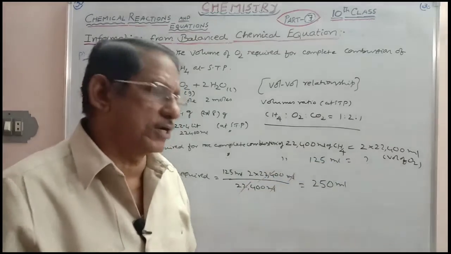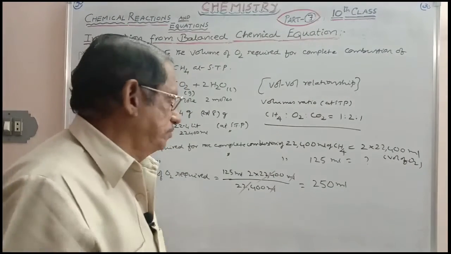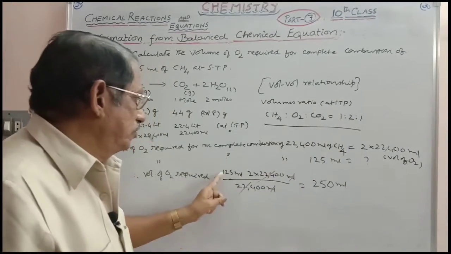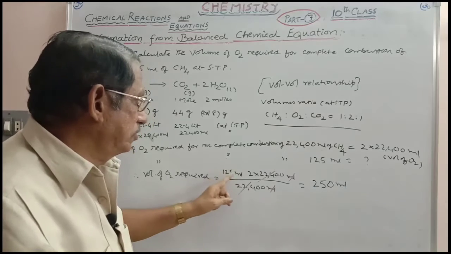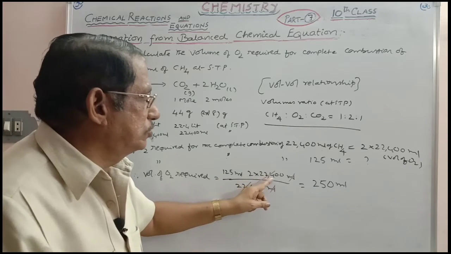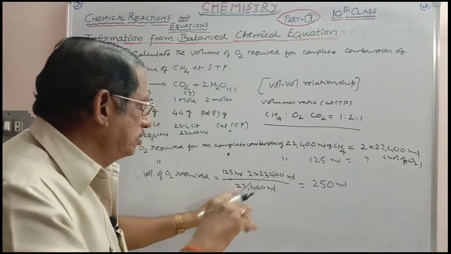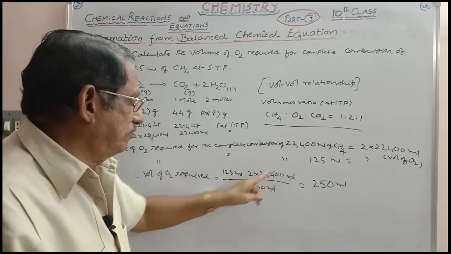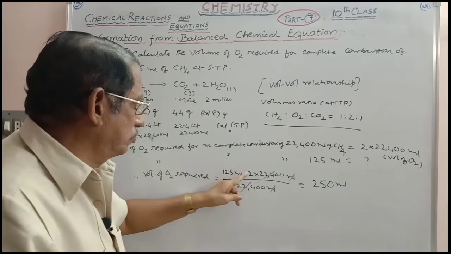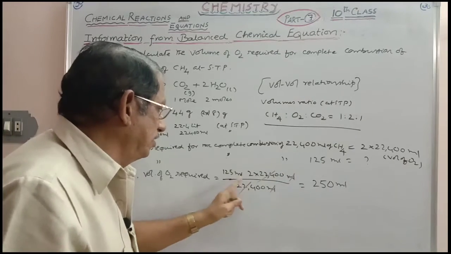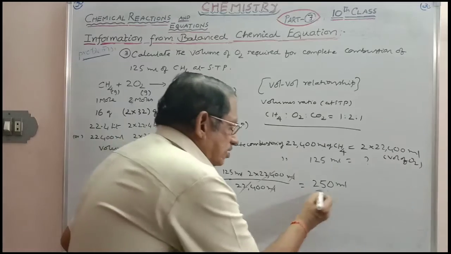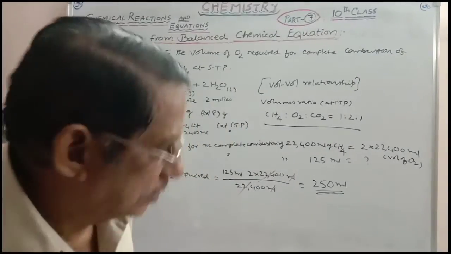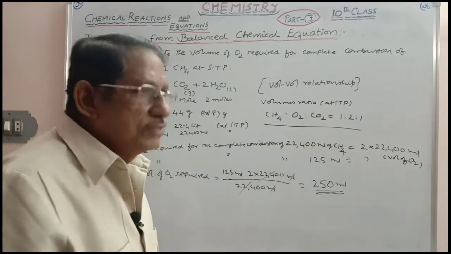This is a simple problem. So you have to do it on paper. So volume of oxygen required is equal to this into this by this: 125 ml, completely write the units, 125 ml into 2 into 22,400 ml by 22,400 ml. ml cancels, 22,400 cancels. There remains only 2 into 125, 250. ml remains ml. So the volume of oxygen required here is equal to 250 ml. This is the volume relationship.